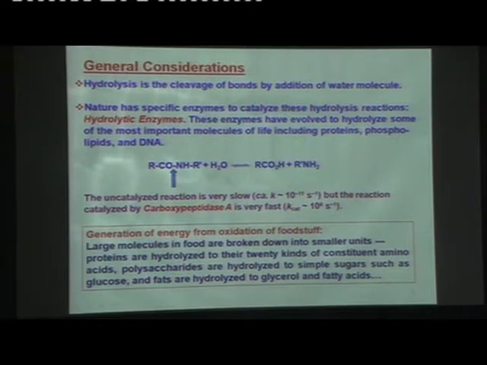Then I already said generation of energy from oxidation of foodstuff. I said that the molecules in your lunch are broken down into smaller units. Proteins are hydrolyzed to their 20 kinds of constituent amino acids. Polysaccharides are hydrolyzed to simple sugars, glucose, and fats are hydrolyzed to glycerol and fatty acids. This is going on all the time. So if hydrolysis doesn't happen, then we cannot process the food. And finally, food has to be oxidized, which is your metabolism, right? Food will be oxidized, you generate a bunch of electrons, and use those electrons to reduce oxygen to water.